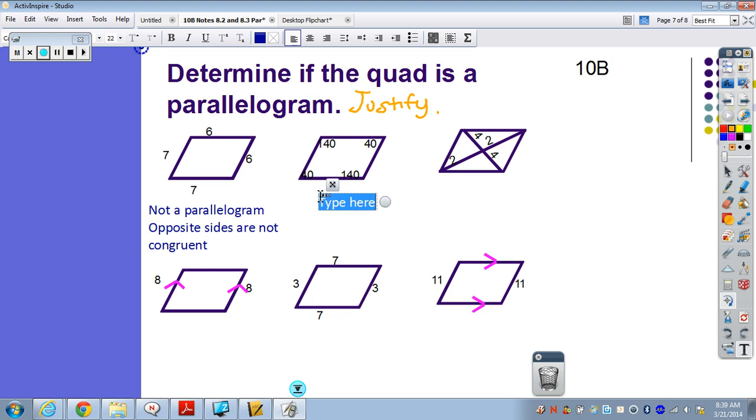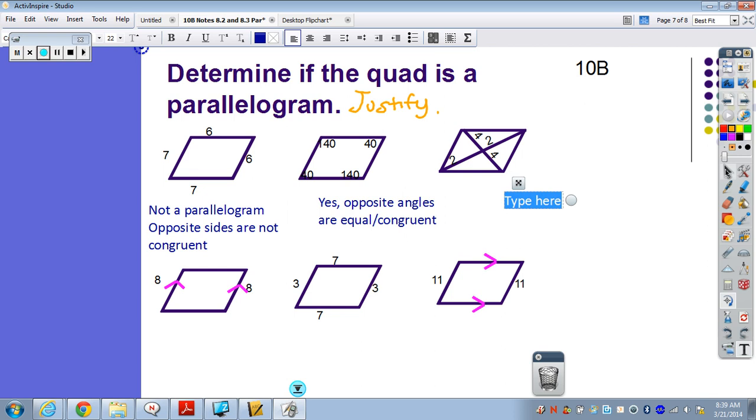For the second one, we look at it. Well, now they gave me angles because they're inside. So they gave me angles, so we need to check that opposite angles are congruent, and they are. 140, 140, 40, 40. So yes, opposite angles are equal or congruent.